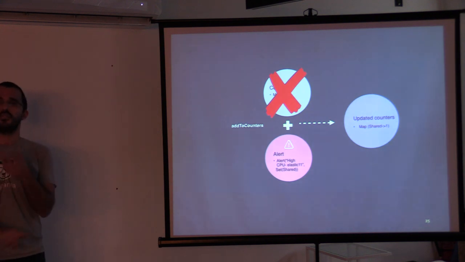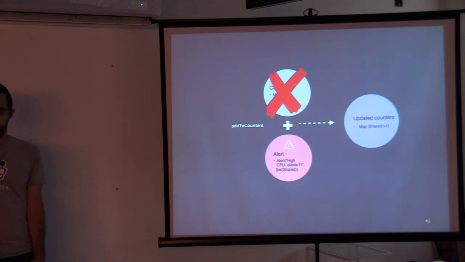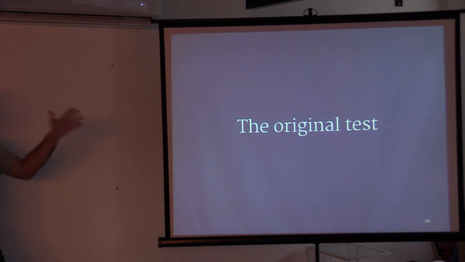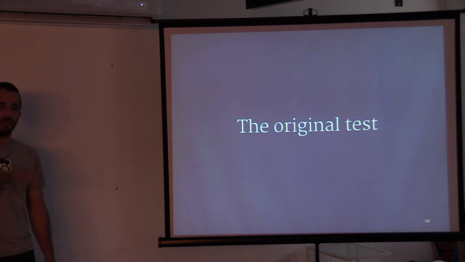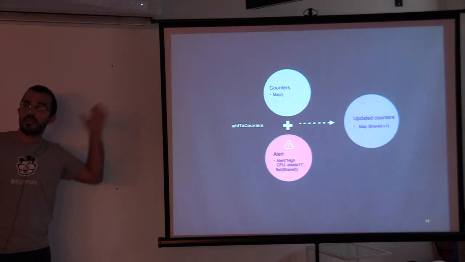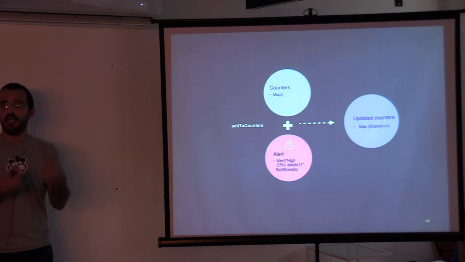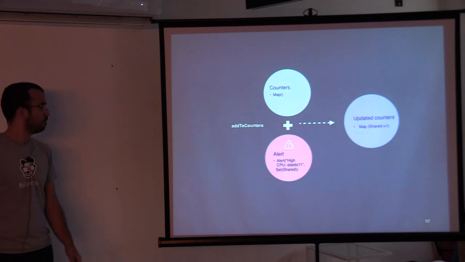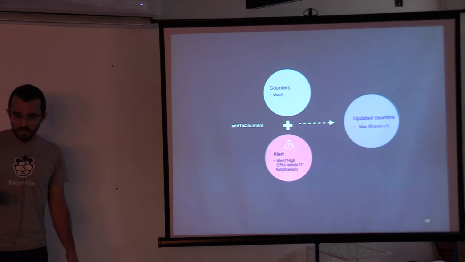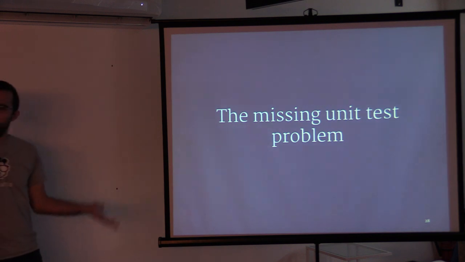We wrote 130 lines of code, 100% code coverage, right? We felt confident in our unit tests, in our code. So this is what we tested. Let's take another look at what we just did. This is the unit test that we wrote. We took a specific counters value, we took a specific alert value, combined them, and got a result. If you think about it, there are a lot of values missing here.